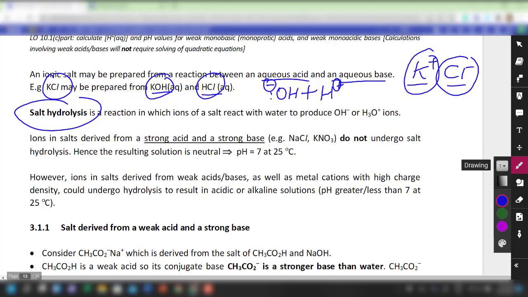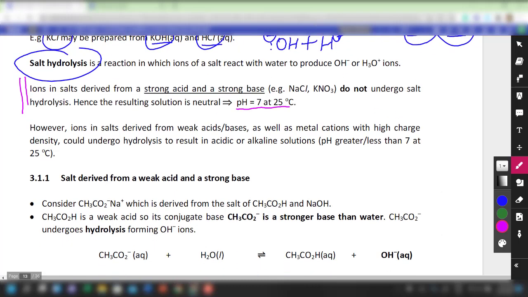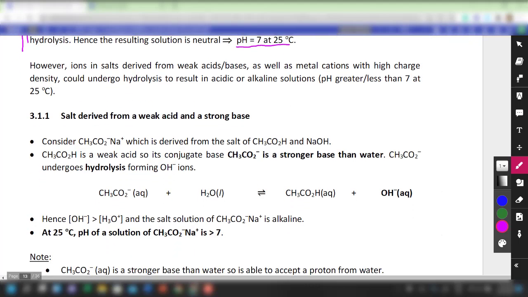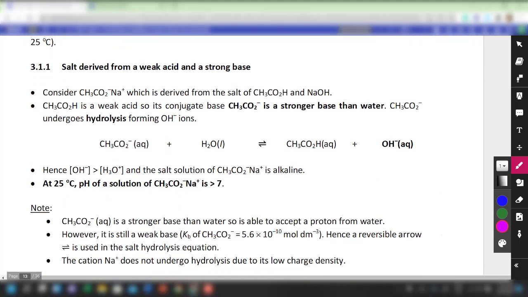Okay, so in general, ions where the salts are derived from strong acids and bases do not undergo hydrolysis. So the final solution will be neutral at 25 degrees Celsius. Then the salts of weak acids and bases, as well as some of the cations with high charge density, as I mentioned earlier on, will undergo substantial hydrolysis to produce solutions with pH greater than or less than 7.